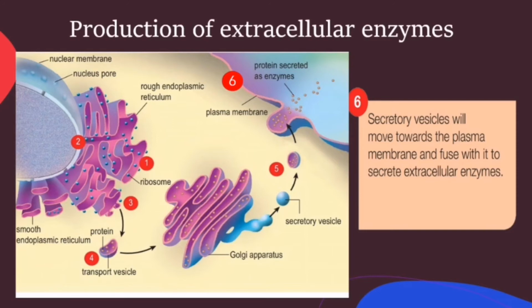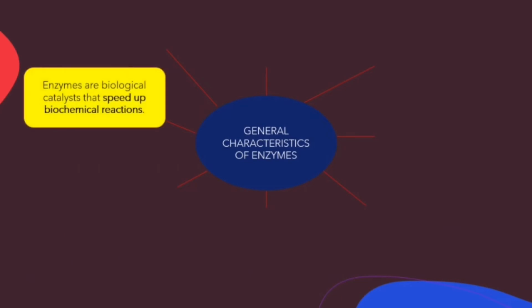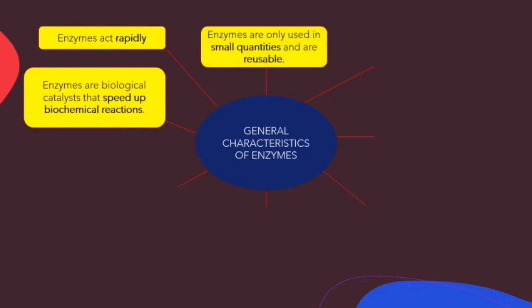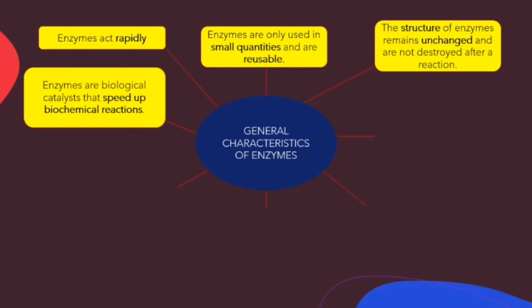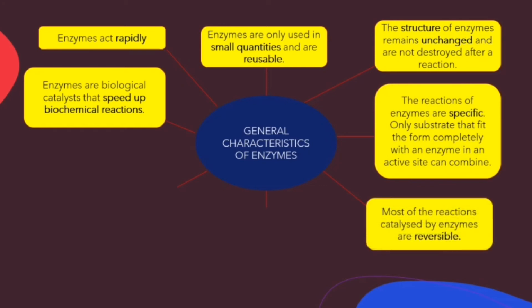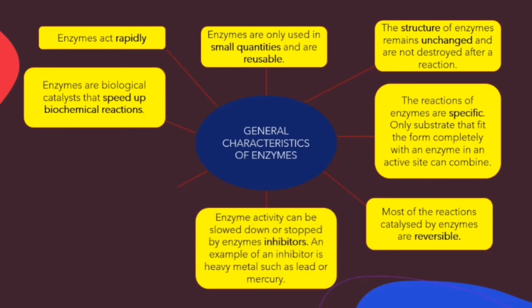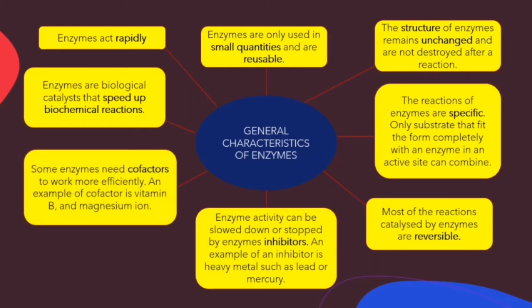Next, I will explain about the general characteristics of the enzymes. Enzymes are biological catalysts that speed up biochemical reactions. Enzymes act rapidly, are needed in small quantities and are reusable. The structure of the enzymes remains unchanged after the end of the reactions. The actions of the enzymes are specific. It only acts with the substrate that can fit in with their active sites. Most of the reactions of the enzymes are reversible. Enzyme activity can be slowed down or stopped by the inhibitors, and also the enzymes can be sped up by the cofactor.